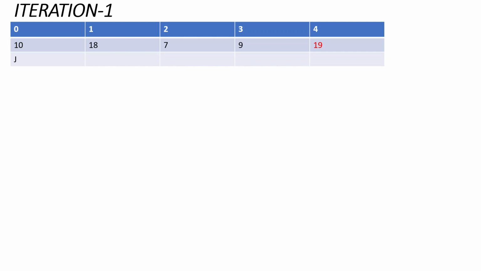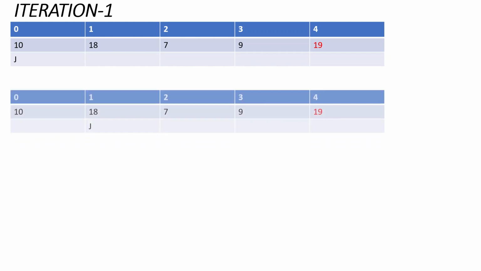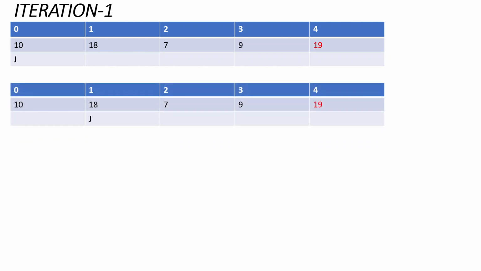I'm comparing whether 10 is greater than 18. So it is a false condition, so I'm not going to do anything. I just simply incremented j by 1. After incrementing j, the value at that particular j, which is nothing but arr[1], is 18 and the consecutive element arr[2] is 7.